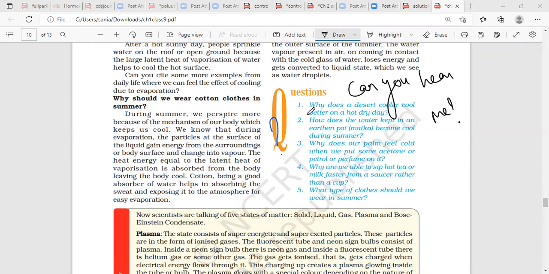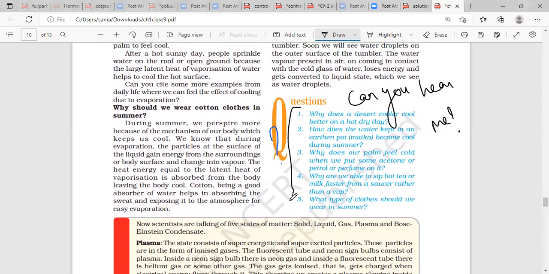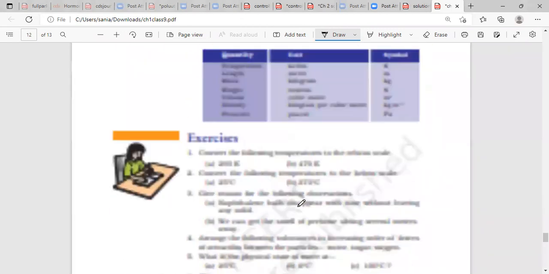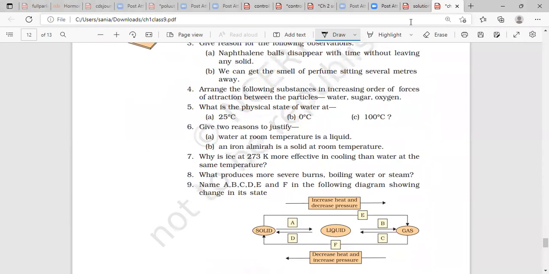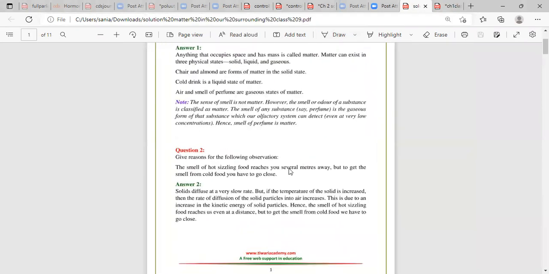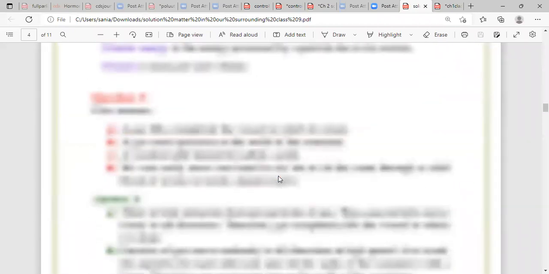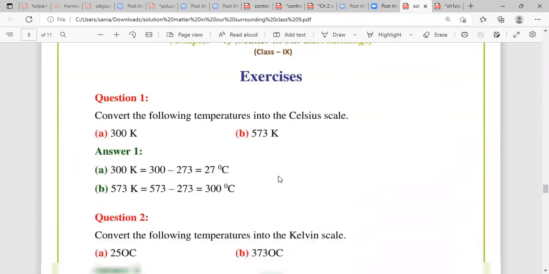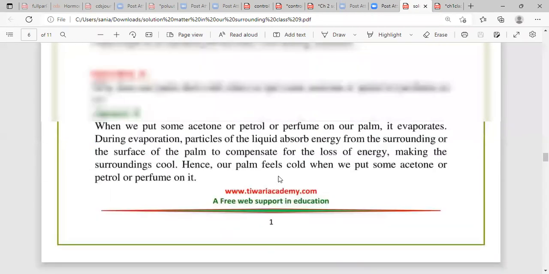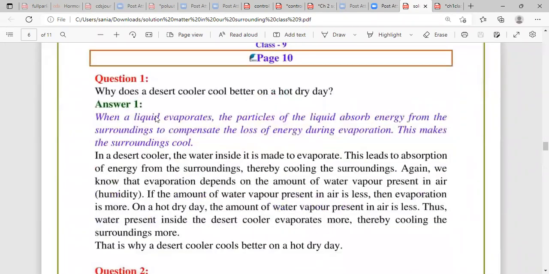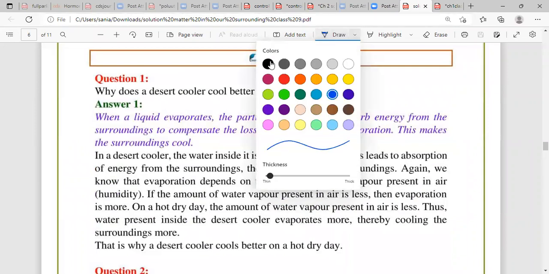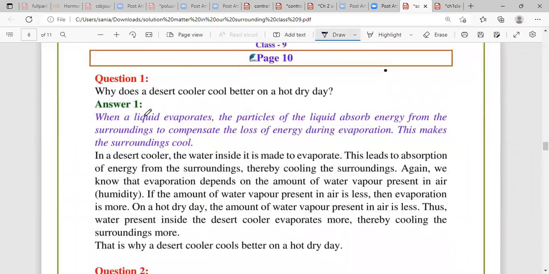Okay, so first of all, we'll do these questions. Then we will be doing the NCERT questions. Okay. So now the first question is: why does a desert cooler cool better on a hot dry day? See, if you have a hot dry day, like it's a hot day, so why does the desert cooler cool better on a hot dry day?